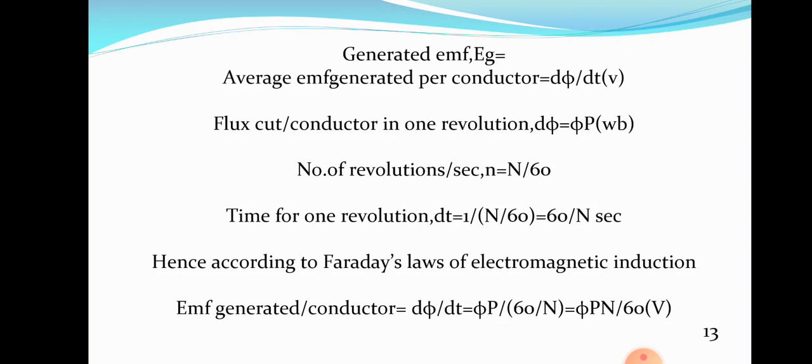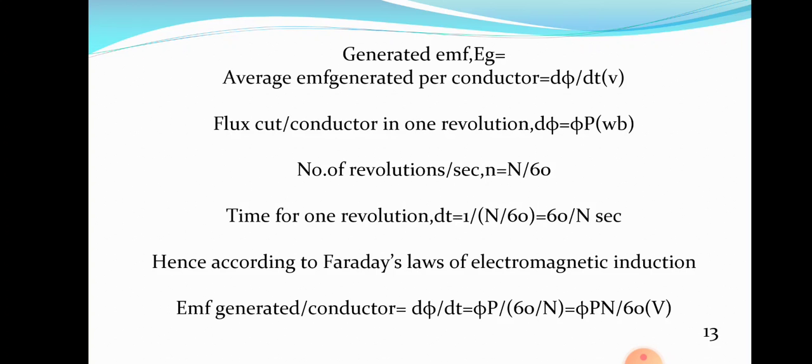So in order to calculate the EMF generated per conductor, we have to calculate d phi by dt. d phi is equal to total flux, d phi is equal to phi P Weber, dt is equal to 60 by N. So d phi by dt is equal to phi P divided by 60 by N, which is equal to phi P N by 60 volt. EMF generated in one conductor is equal to d phi by dt, which is phi P divided by 60 by N.